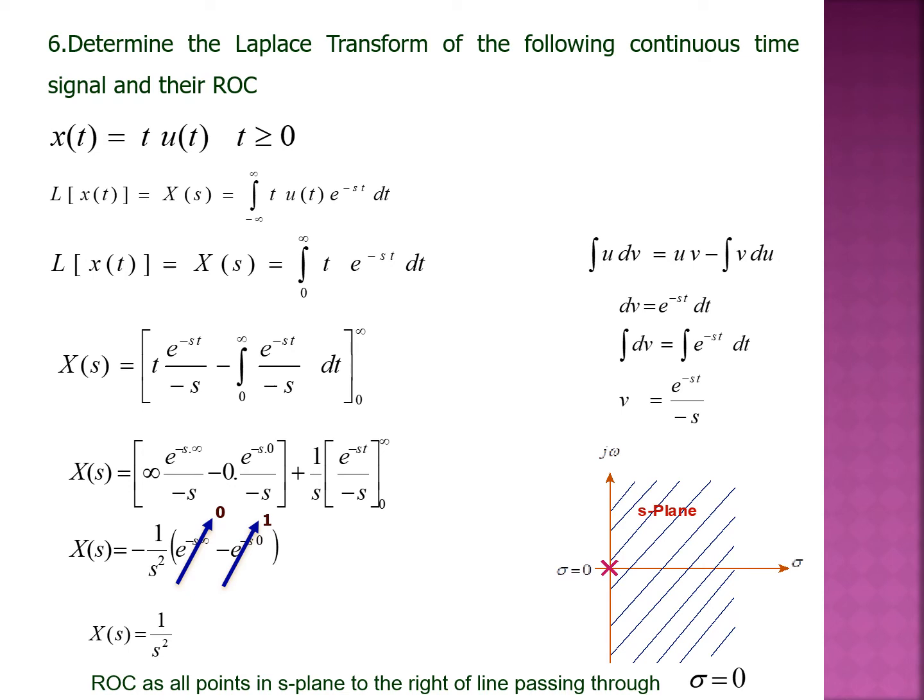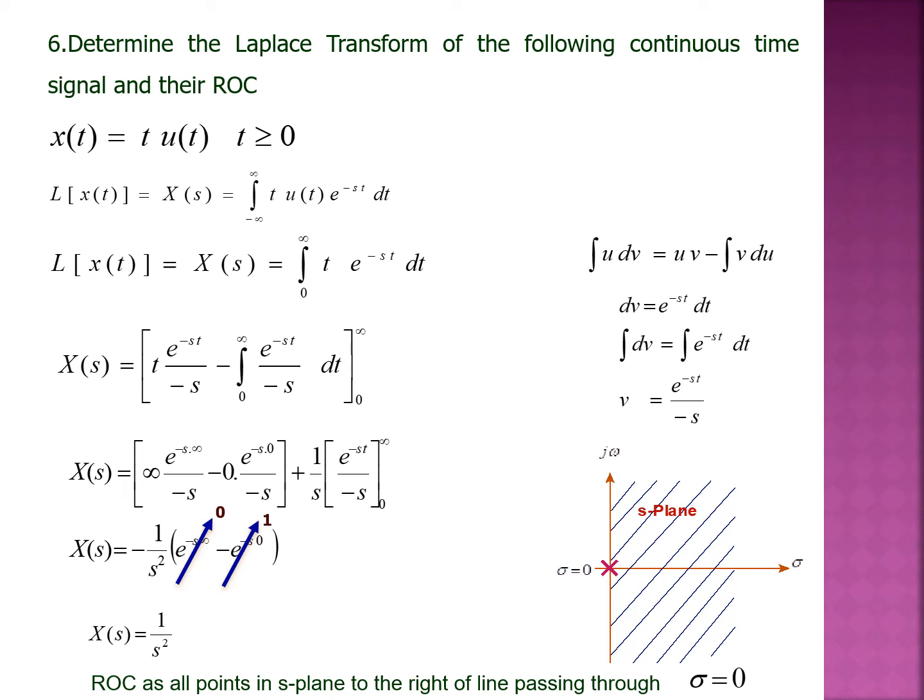I get this. Now what formula do I have to apply here? I have to apply integral u dv. What is integral u dv? uv minus integral v du. Now I have taken dv here. dv is e power minus st into dt. So integral dv is going to be v. So the integral of e power minus st into dt is going to be e power minus st by minus s. Now what formula do I have to apply? uv minus integral v du. So that is what is written here.